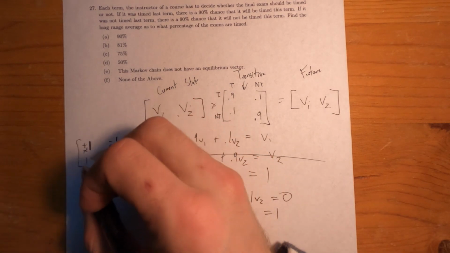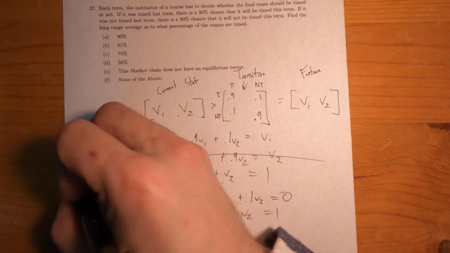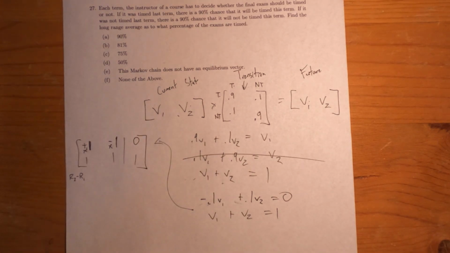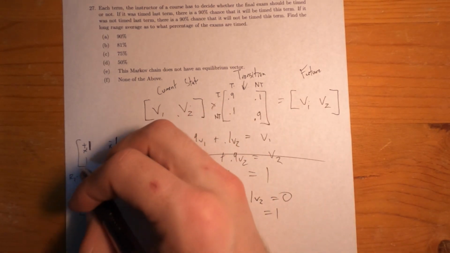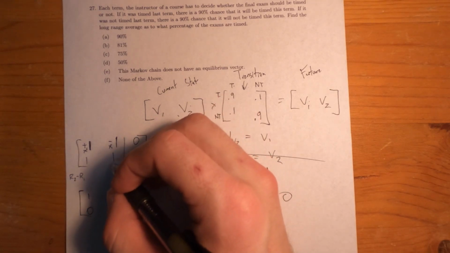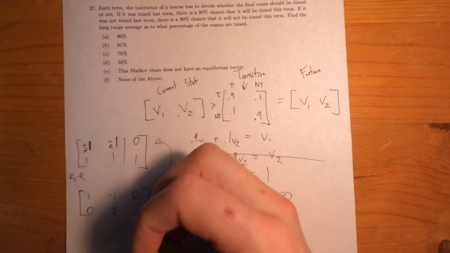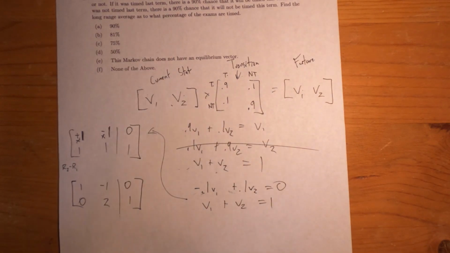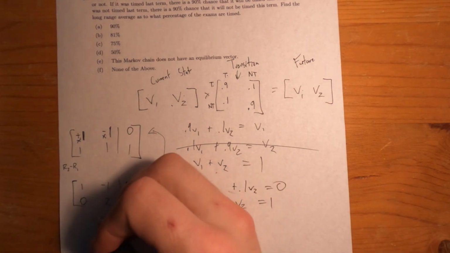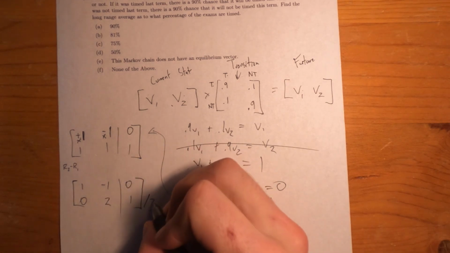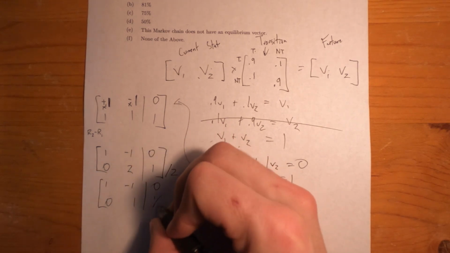I want this to be 0, so I'm going to do row 2 minus row 1. That makes my new row 2. Now I have 1, negative 1, 0. 1 minus 1 is 0. 1 minus negative 1 is 2. And 1 minus 0 is 1. Now I need this value to be a 1, so I'm going to divide the bottom row by 2. That gives me 1, -1, 0, 0, 1, 1/2.